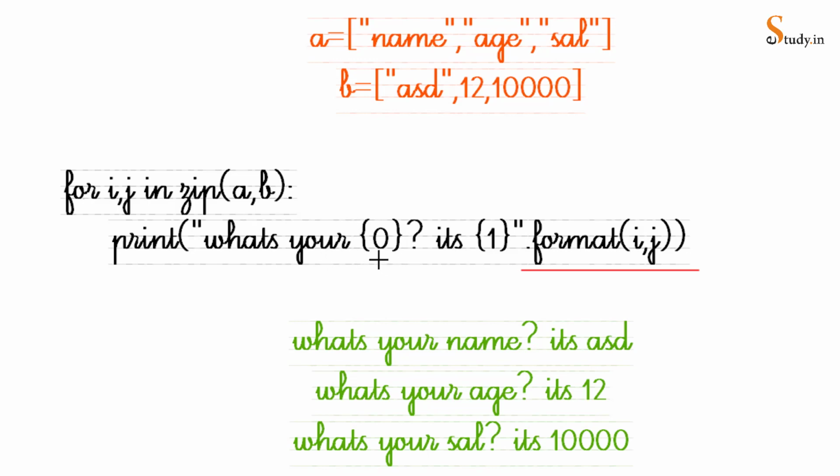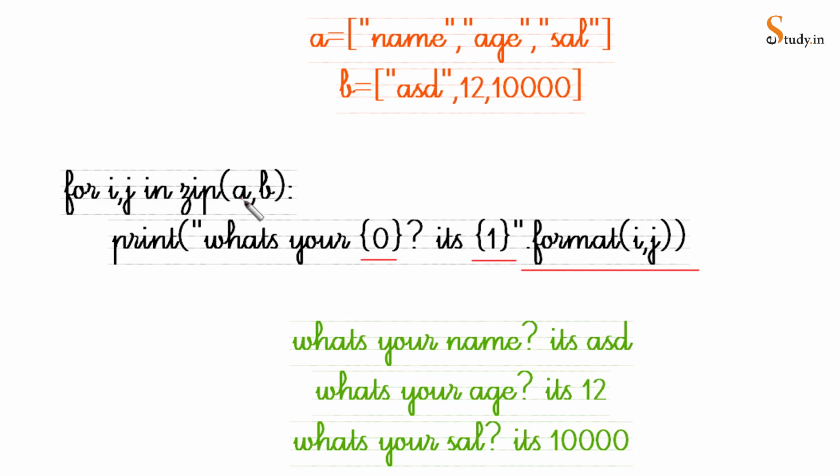In the curly brackets we put a 0 here, and then in the other curly brackets we put a 1 here. Now 0 means the first argument and 1 means the second argument. In the format function, we have passed two arguments, i and j. So i is the first argument and j is the second argument. Wherever you have 0, it will print the value of i, and wherever you have 1, it will print j.